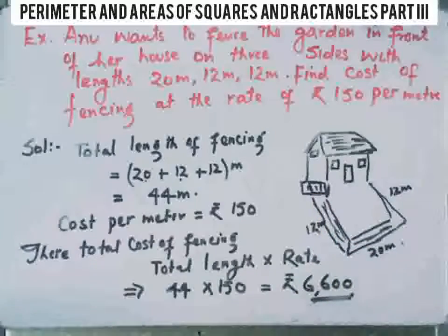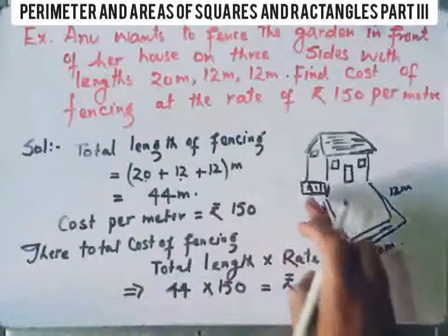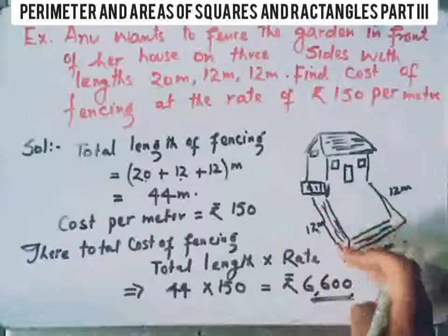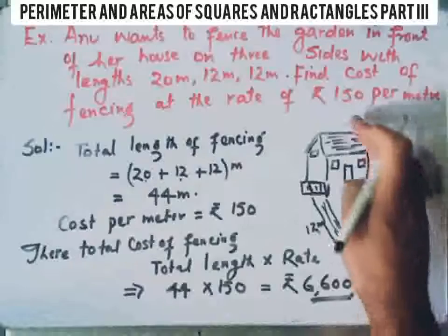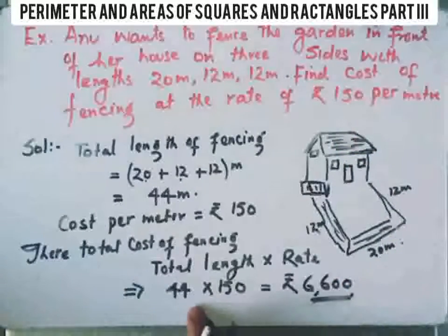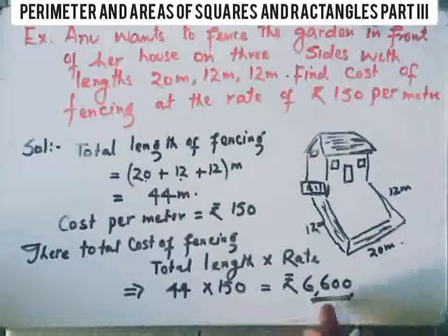So simply what we did, we found the total length of this fencing and then multiplied the total length of fencing by the rate. The rate is 150 per meter. So we finally multiply this total length of fencing by 150 and we get the total cost of fencing.